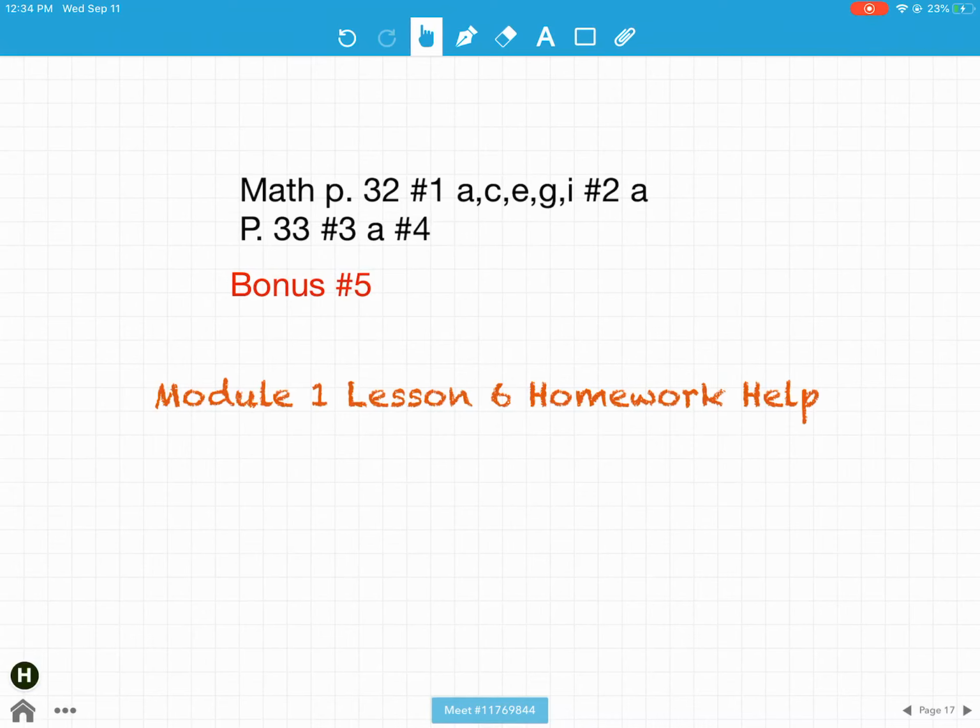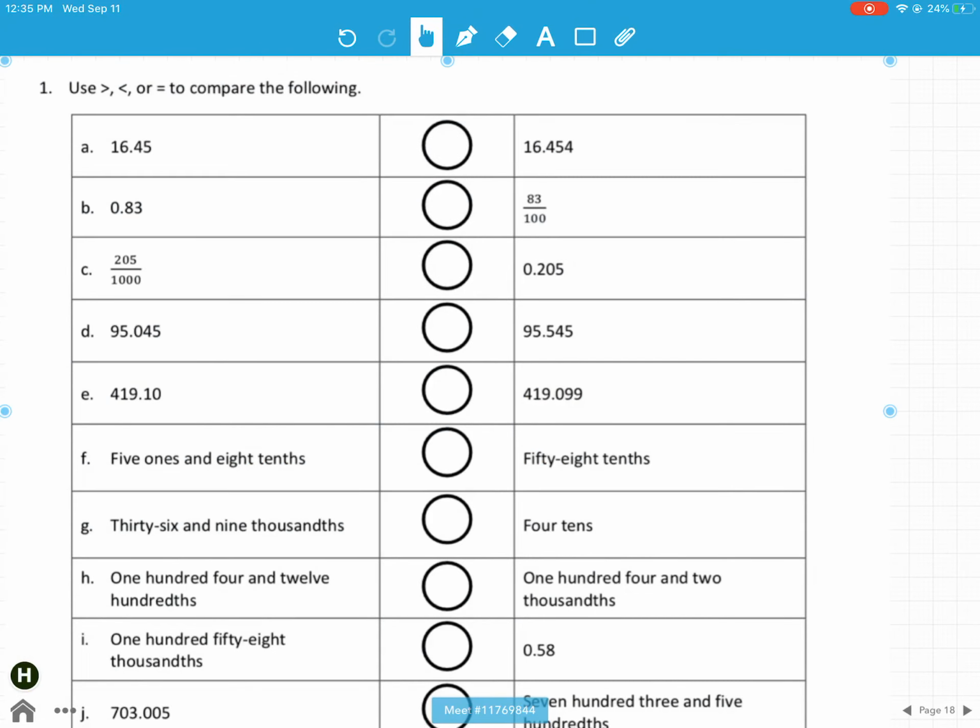Okay, this is Module 1, Lesson 6, Homework Help. There's the actual homework. Bonus. We were able to get through most of the lesson. I'm going to go through some of the problems that they do not have to do, so I'm going to do the other problems.